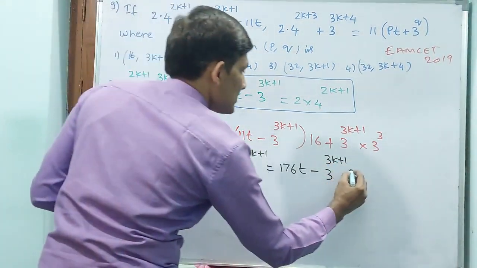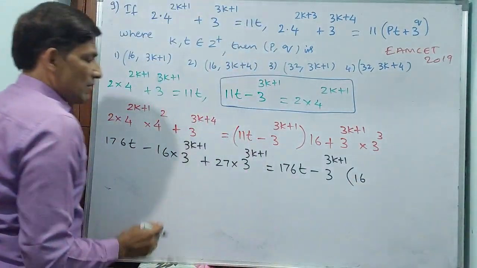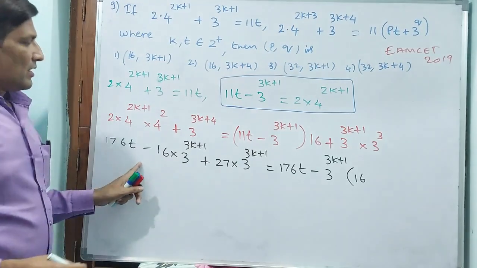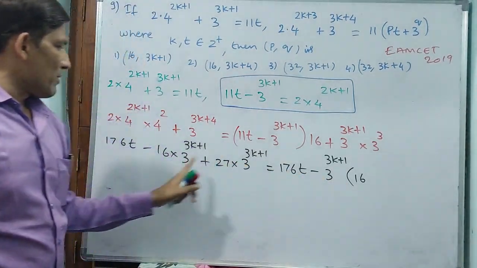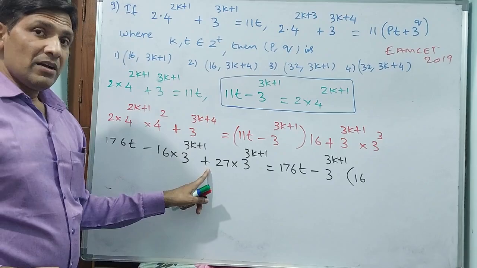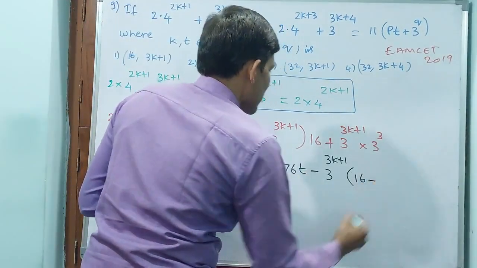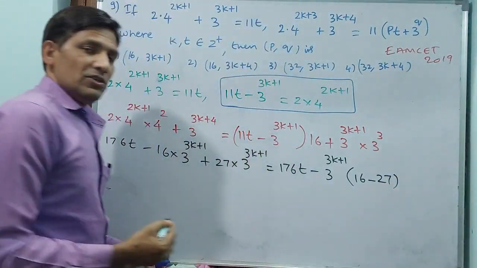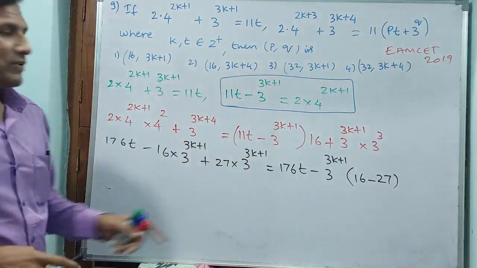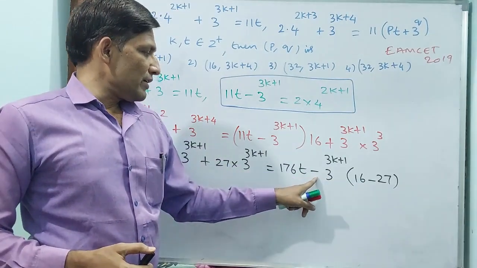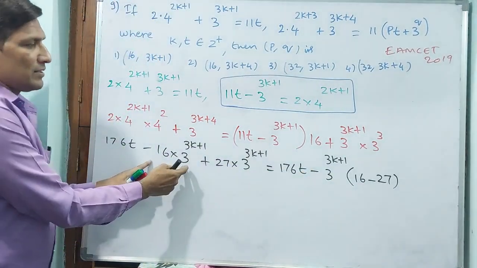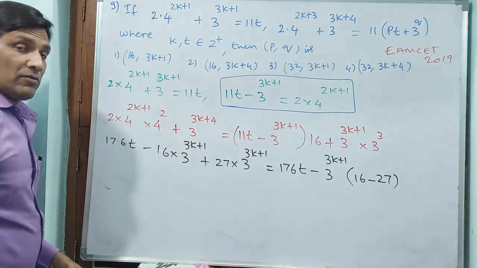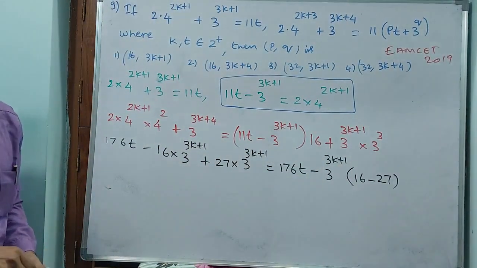If I take it common, this will be 16. Why? Because minus we have taken, so inside plus will be there, and if it goes inside automatically minus 16 will be there. But this plus is there, so to make plus outside, already minus is there, you take minus 27. Is it okay? Definitely okay. Because if it goes inside, 16 into minus 3 power, plus 27 into 3 power 3k plus 1. Now, what is the value of 16 minus 27?